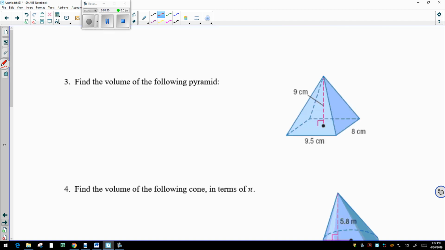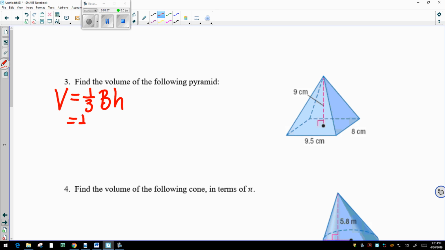So if we try and apply the volume formula to these, on your formula sheet, what you will be given is volume is equal to 1/3 big B times H. So the only difference between a pyramid and a prism is this 1/3. Big B still represents base area.